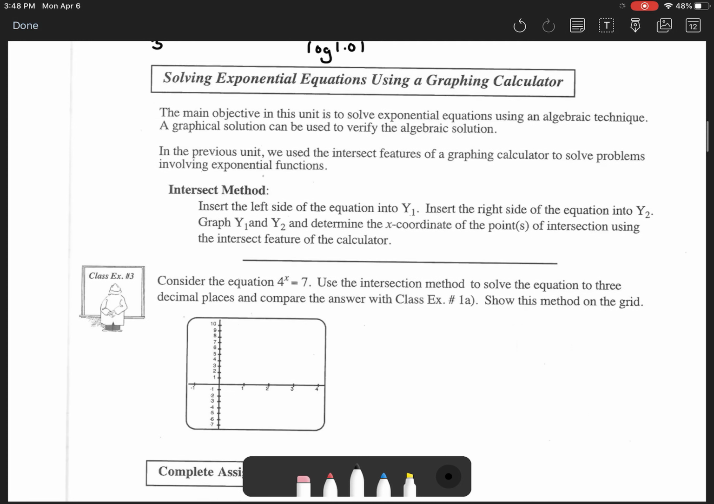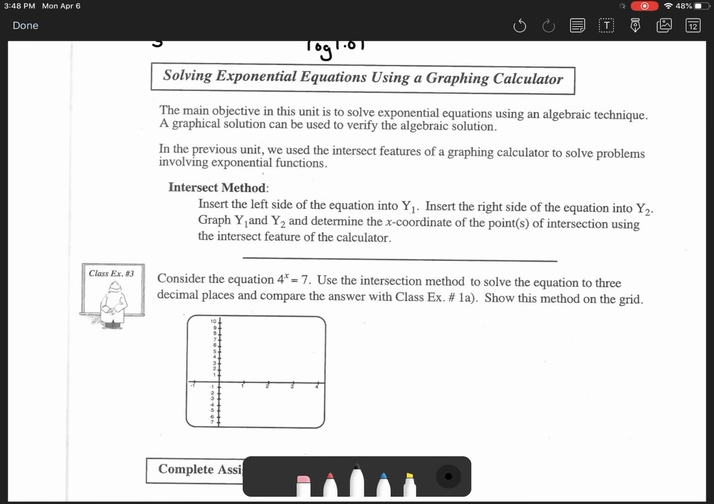Good. Okay, solving exponential equations using a graphing calculator. So how to solve things graphically. Now, they talk about one method here, which is the intersect method. I'll mention another method as I'm explaining it so that you guys have more than one option when solving these things.